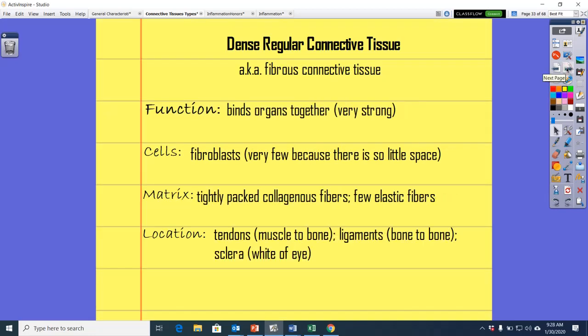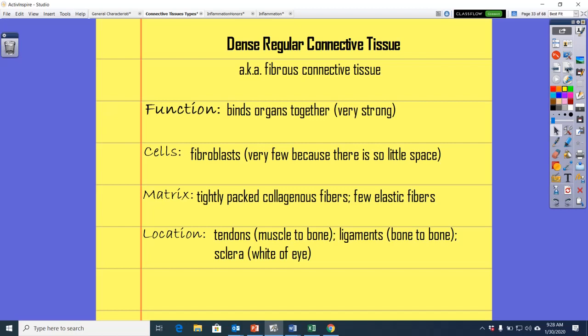Okay. Dense regular connective tissue is going to be good for binding things together, good for connecting two tissues or two things in the body together. You got to have a lot of fibroblasts, but you may not be able to see them. And within the matrix, you will have collagenous fibers and maybe a little bit of elastic fibers, but the one that's most visible is going to be the collagenous fibers. And you'll have this in your tendons, your ligaments, and the sclera of your eyeball.